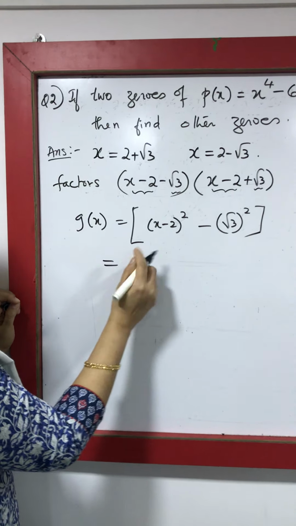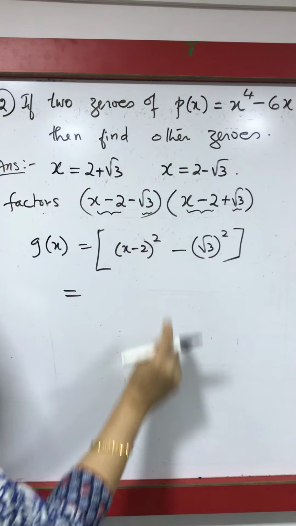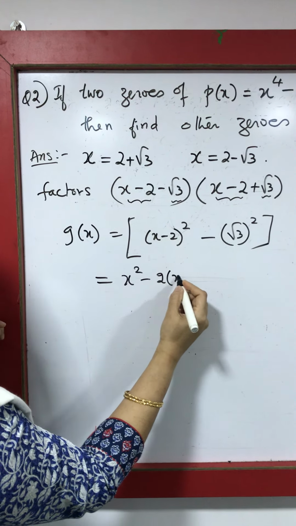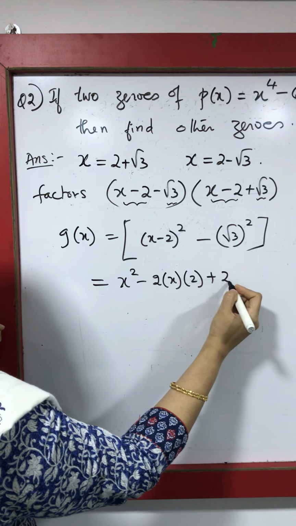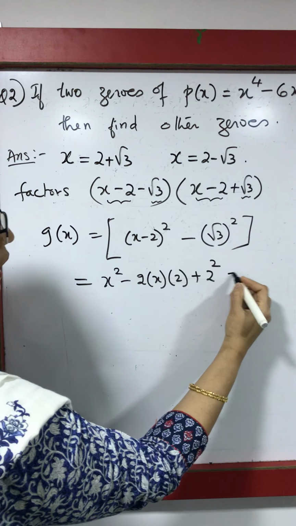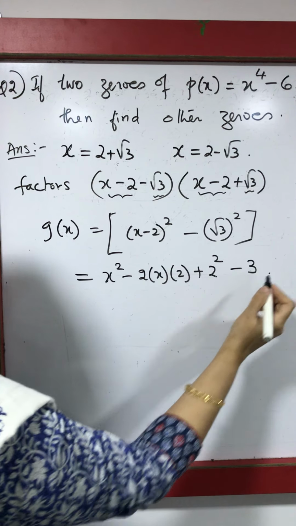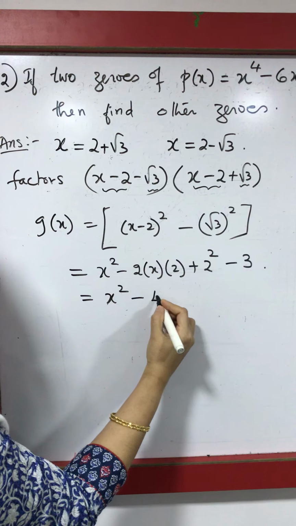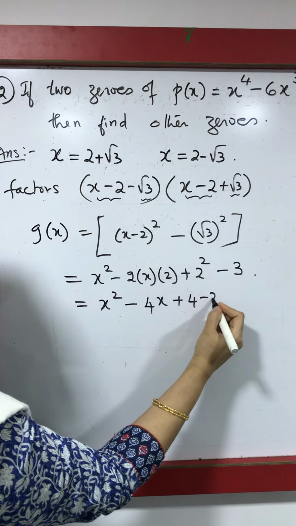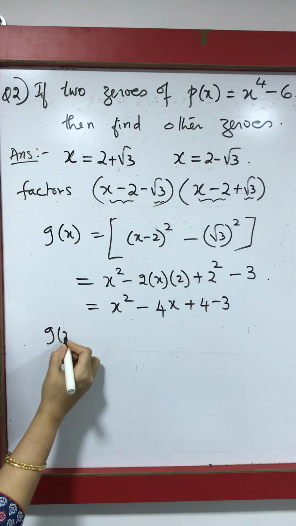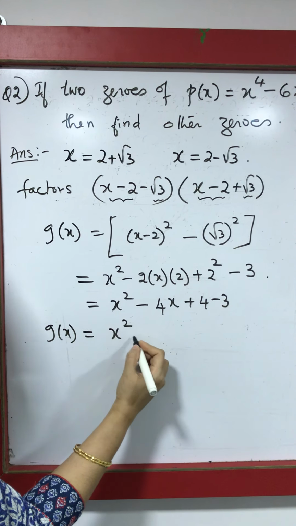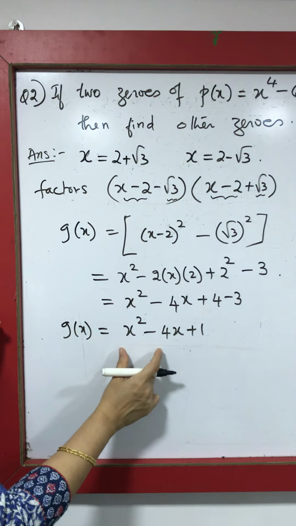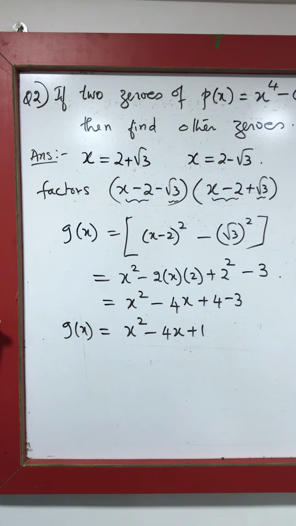To solve further, we will use the (a minus b) whole square formula. So that will be x square minus 2ab plus b square. This will become minus root 3 square, which is 3. To solve further, this is x square. The product of this is minus 4x plus 4 minus 3. And the value of g(x) is x square minus 4x plus 1. Now we are going to use this to divide the polynomial.